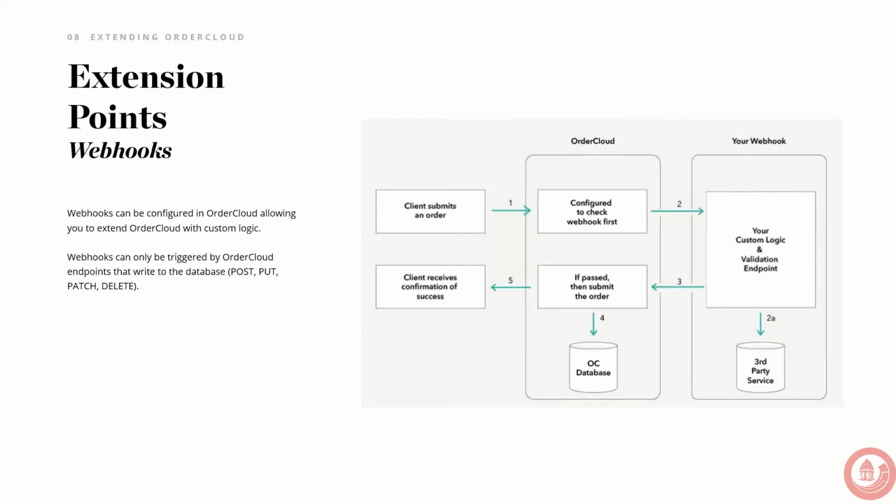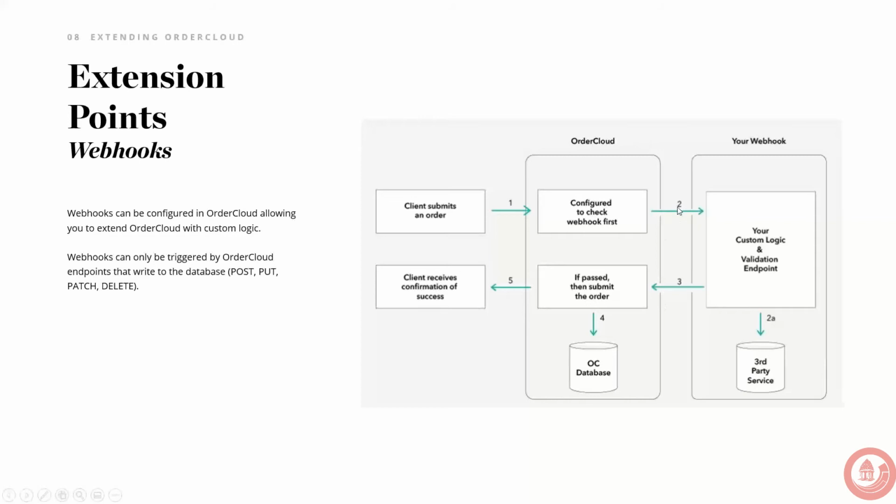So first one is webhooks. Webhooks can be configured in OrderCloud to extend the pipeline, you could say, with custom logic. You can configure them only for post, put, patch, and delete. So in this example that you see, there is a webhook to add some custom logic when a client submits an order.